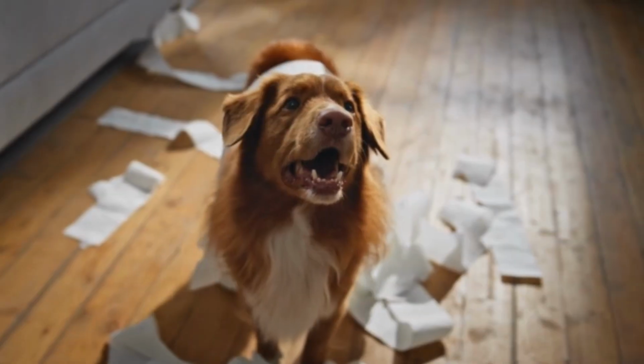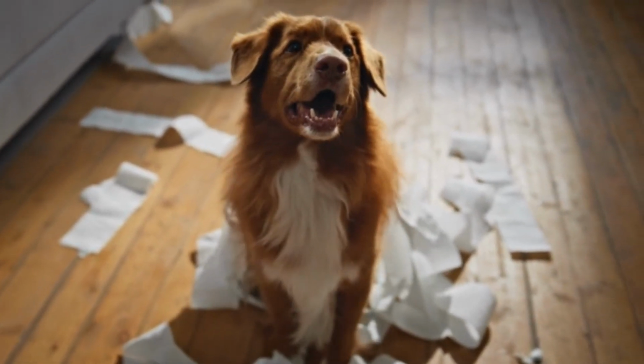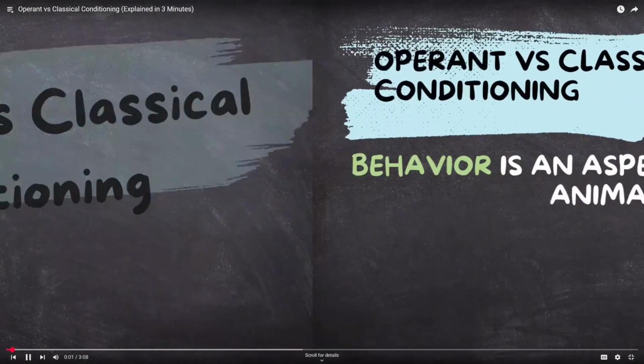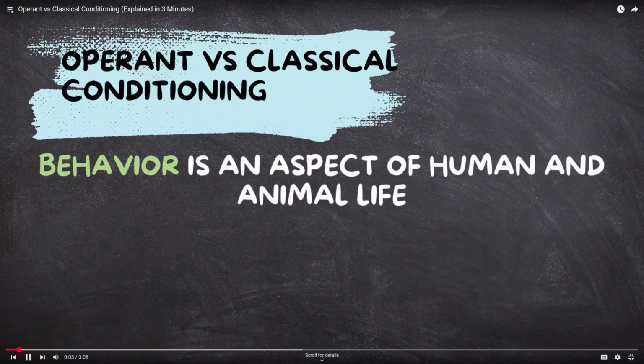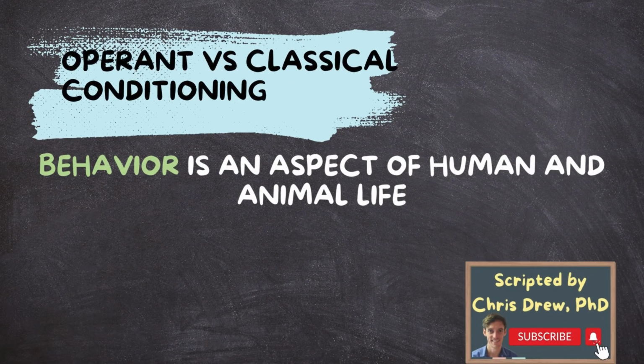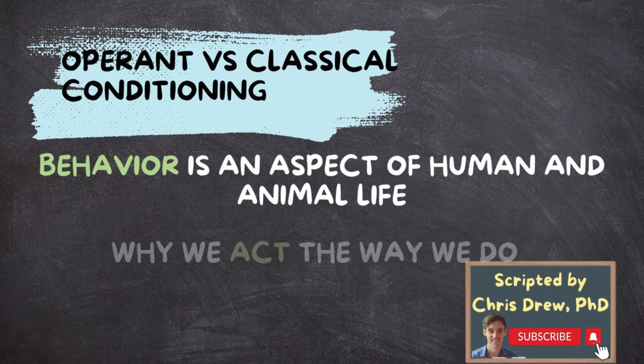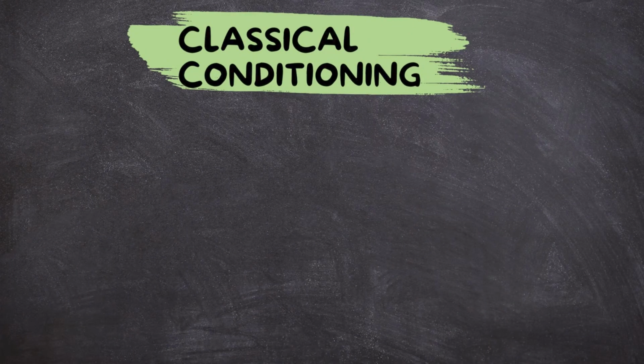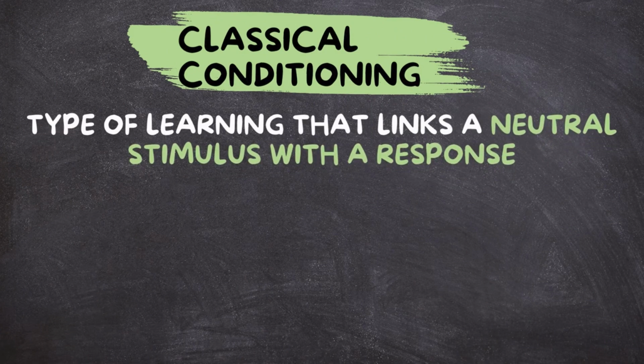Where did your dog pick up its habits? In order to break those unwanted habits, you have to first understand how they learn. Behavior is an aspect of human and animal life, and psychologists have devised various theories to explain why we act the way we do. Two significant theories in psychology are operant conditioning and classical conditioning. What is classical conditioning? Classical conditioning is a type of learning that links a neutral stimulus with a response.